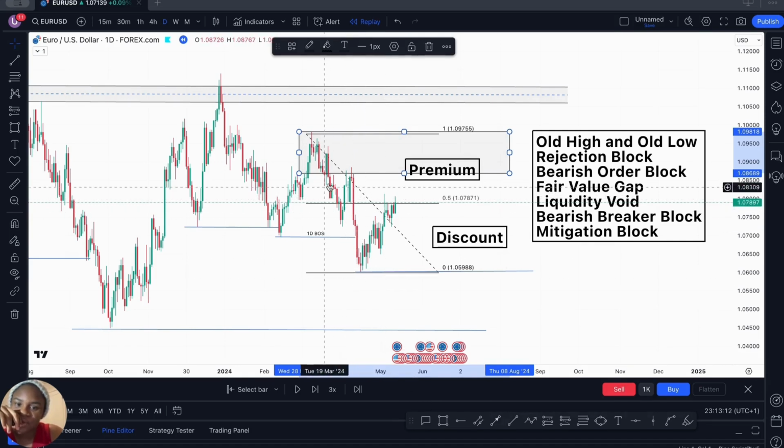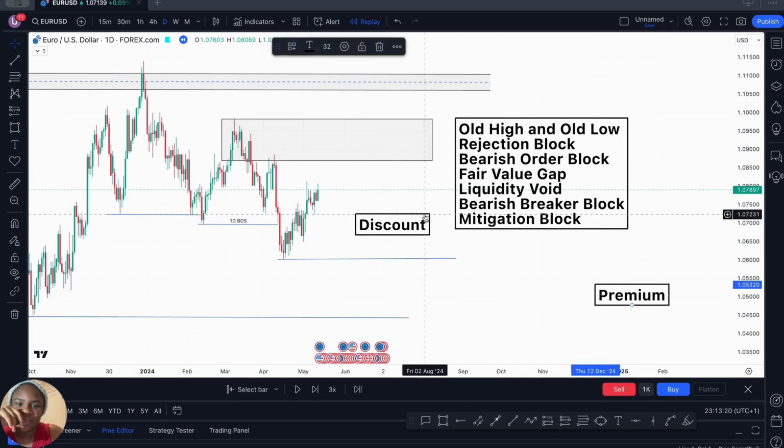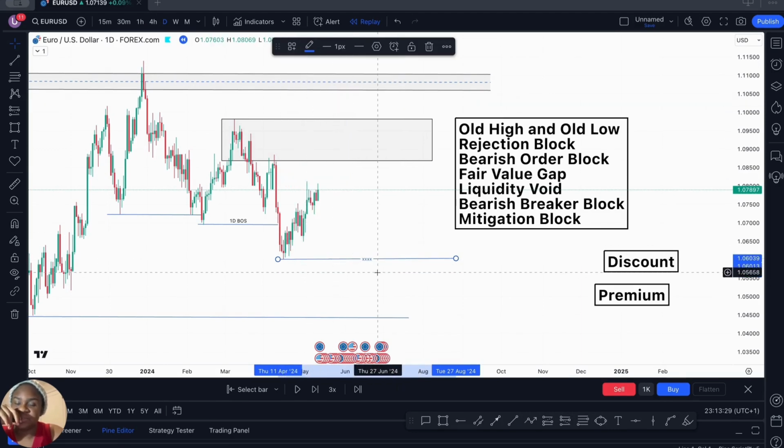But I might also look at this other block, but I'll take it as a form of inducement. So I would not mark it yet. Then I will come down. This is the beauty of PDRA. I will come down. I already know that from one day, this is liquidity. Market has come and taken out that liquidity.